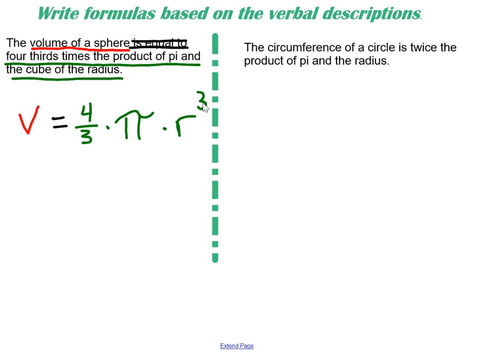Let's go ahead and look at our next example. It says the circumference of a circle is twice the product of pi and the radius. So the "is" is our equal sign. We have circumference of a circle, that's going to be C, is twice the product of pi and the radius. So twice the product of pi and the radius.